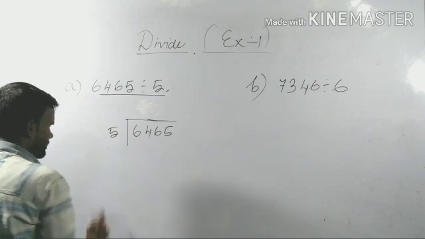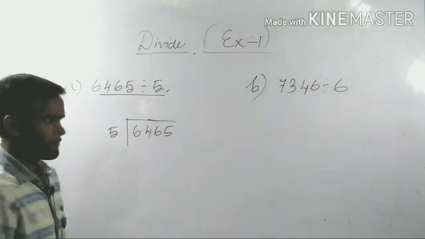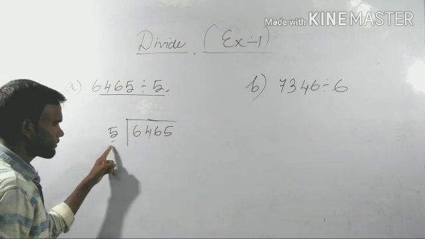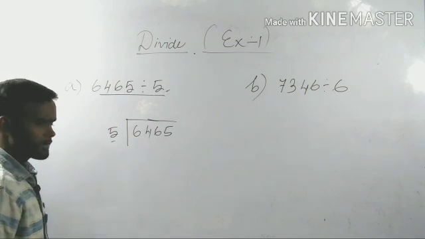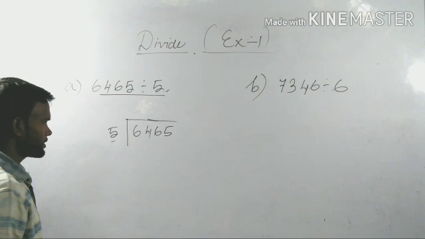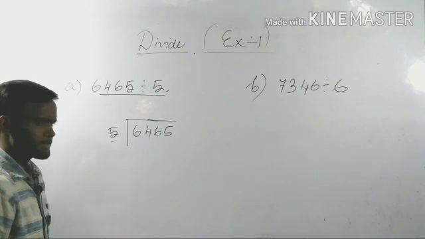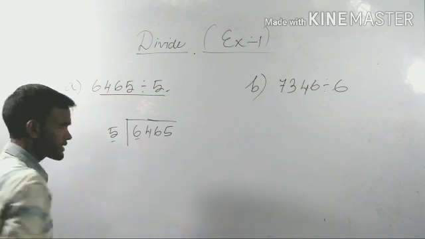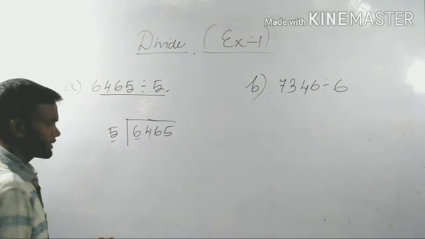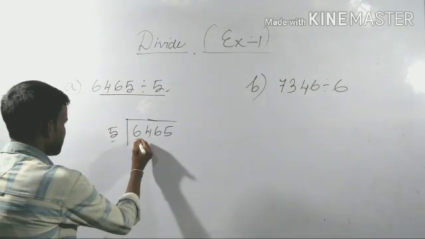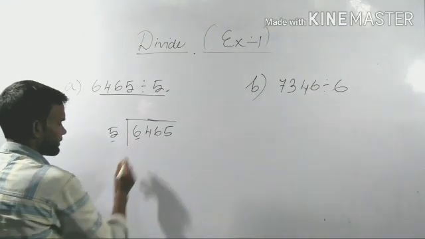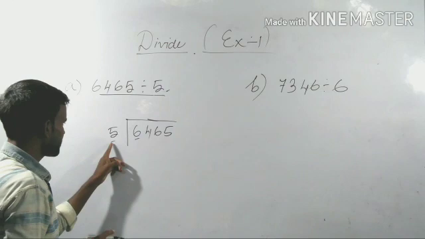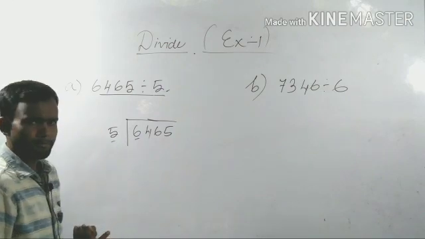Always remember, here your divisor is 5, that means only one digit. If the divisor is only one digit, then you also have to take one digit from the dividend. If the dividend is greater than the divisor, then you can take it.